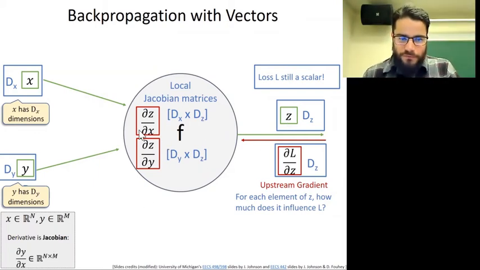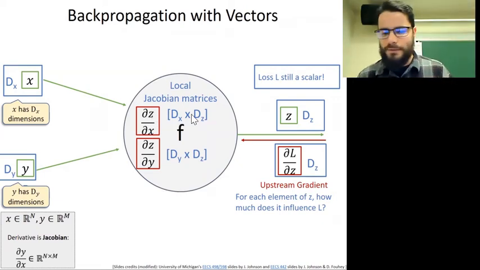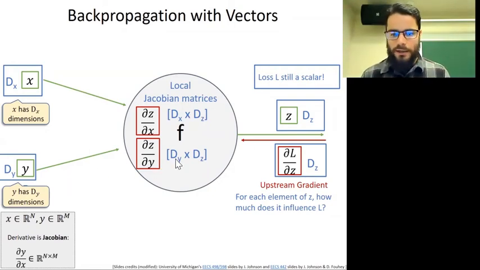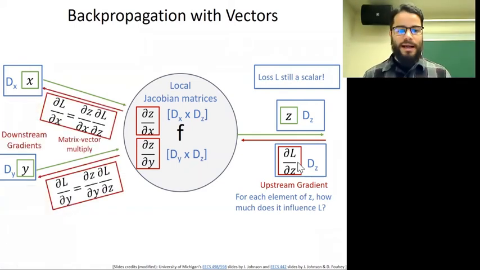The dimensions of the denominator here are dx, and the dimensions of the numerator are dz. Therefore, the dimensions of the output are going to be dx by dz. Same thing for the other local gradient, the local gradient with respect to y. The dimensions are going to be dy by dz. Very good. So now we know the dimensions of the upstream gradient. We know the dimensions of the local Jacobian matrices. We can calculate the downstream gradients as well.